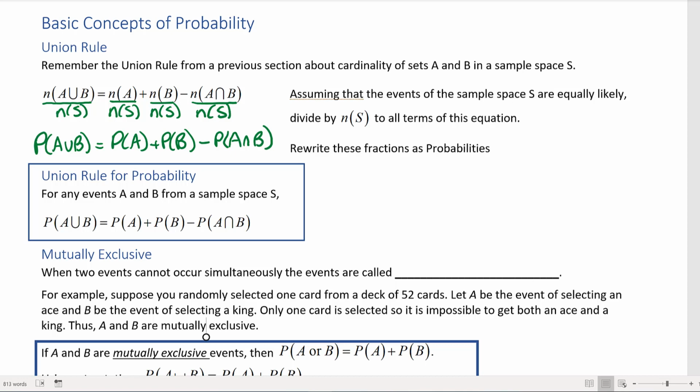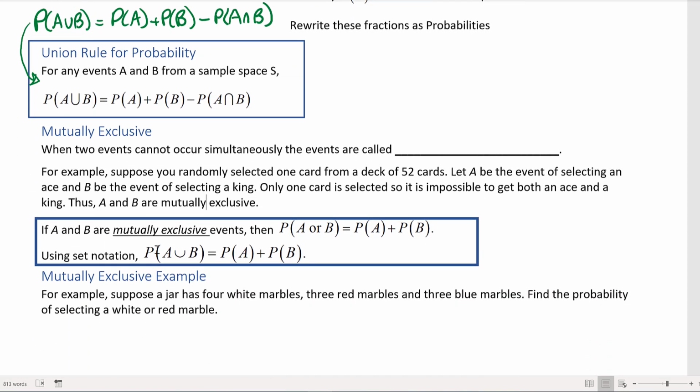So this is what we call the union rule for probability, which states that for any events A and B from a sample space S, we have the following formula: probability of A union B equals probability of A plus the probability of B minus the probability of A intersect B. Now this works for all events, mutually exclusive and not mutually exclusive, but we're going to talk about what mutually exclusive means and how we can use a more simple formula when it's mutually exclusive. And when it's not mutually exclusive, we have to use the full formula.